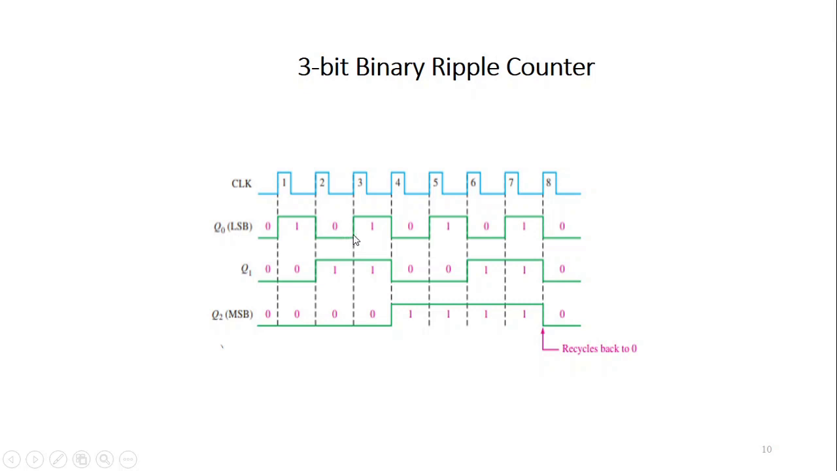So the same thing happens in the next clock pulse. Now it is at state 0. When it toggles, it becomes 1. So this toggling will happen at the beginning of each clock pulse or at the beginning of each clock signal.